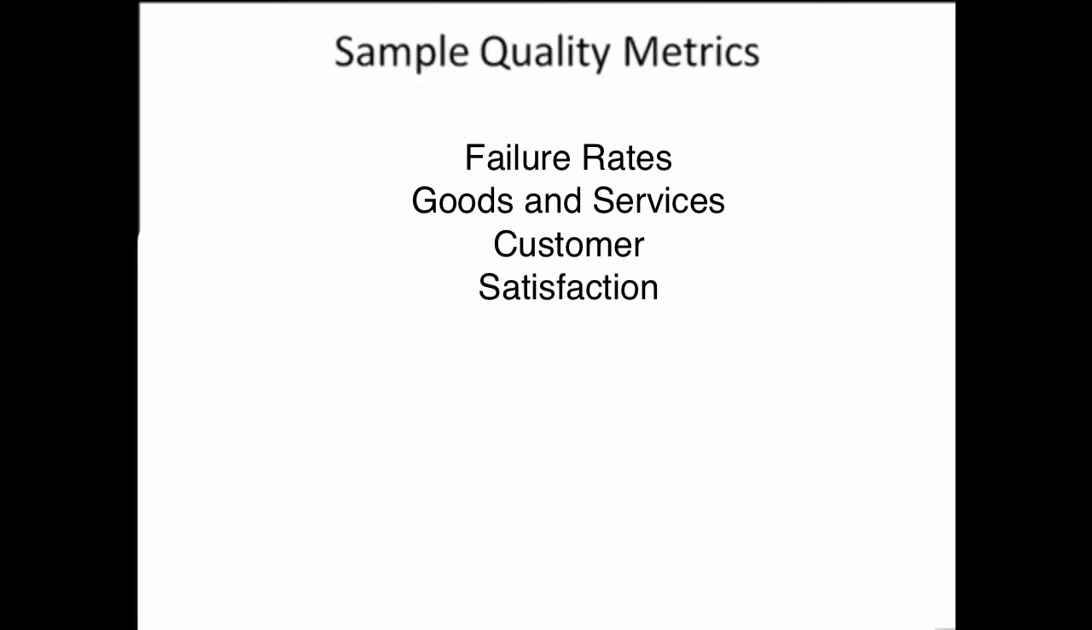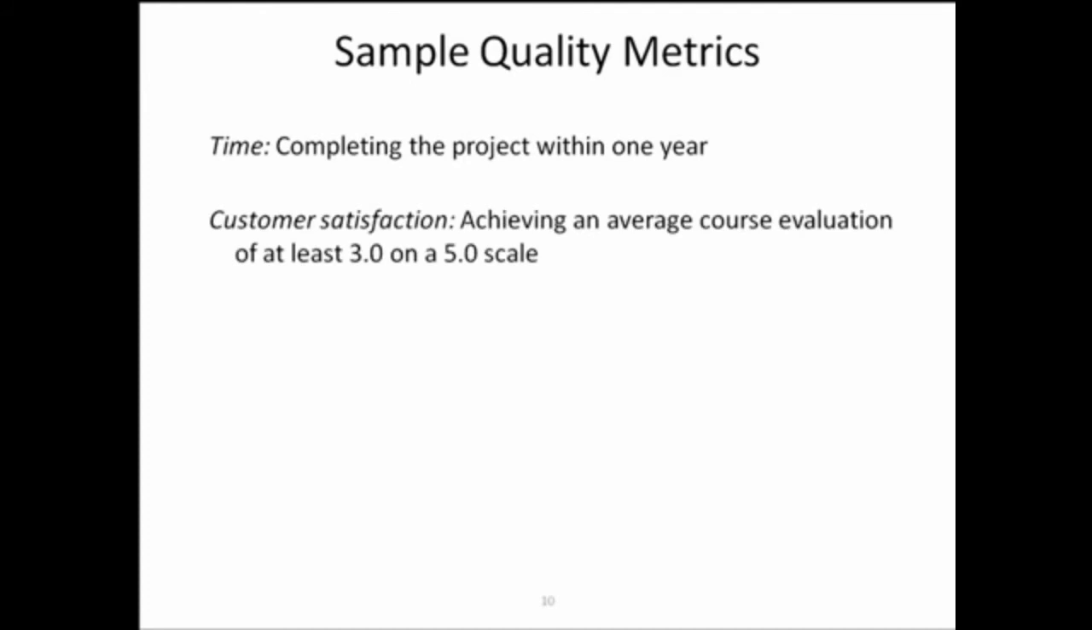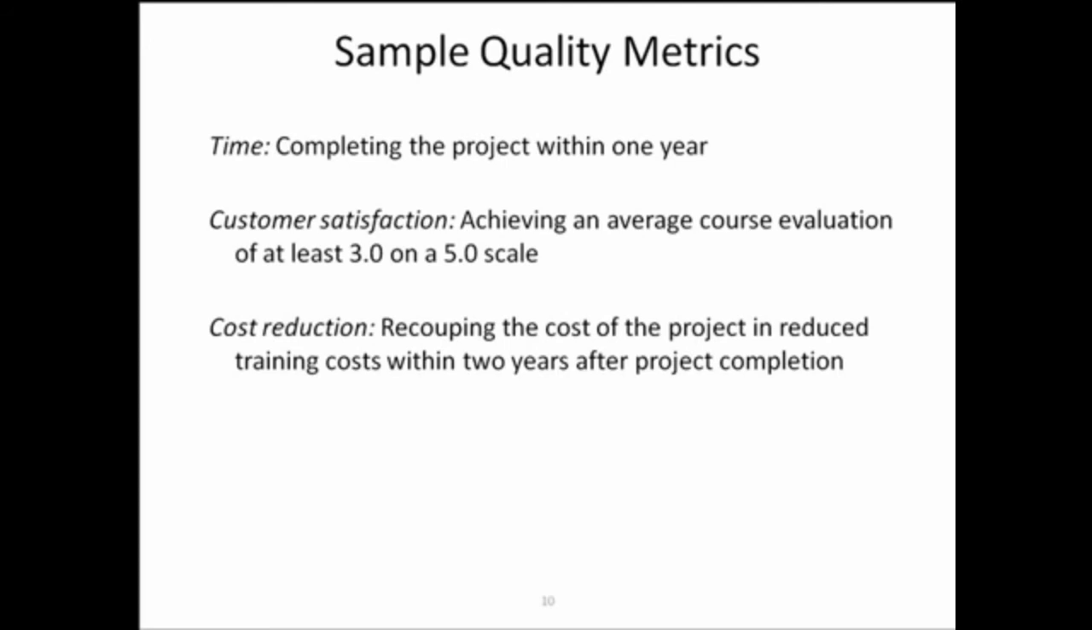Here are some samples of quality metrics. The first one is time. Time is always important on our project. In this case, the metric is completing the project within 1 year. Customer satisfaction, achieving an average course evaluation of 3.0 on a 5-point scale, as was mentioned earlier. And then cost reduction would be another example. Recouping the cost of the project and reduced training costs within 2 years after project completion. So those are some examples of quality metrics. Obviously, you'll have to define your particular ones for your projects.